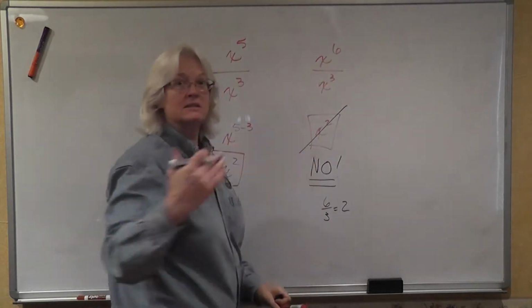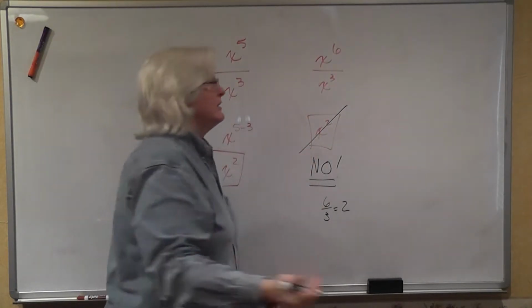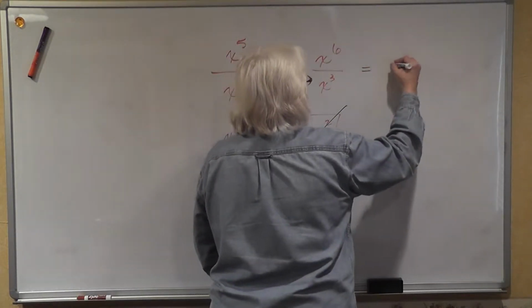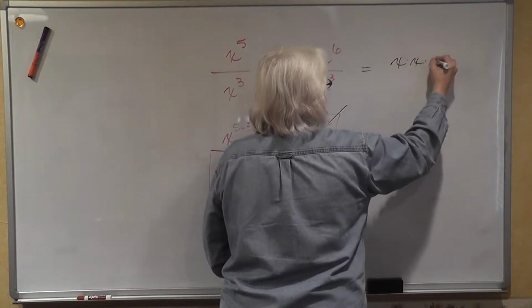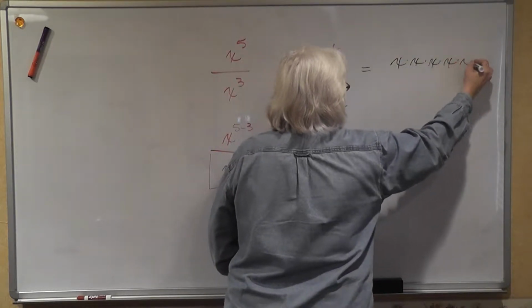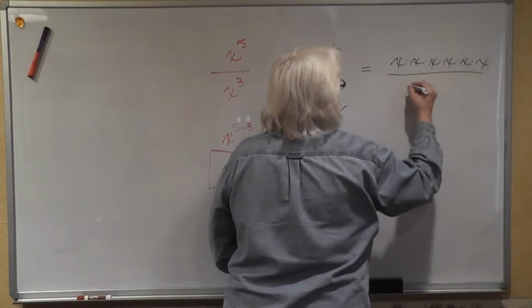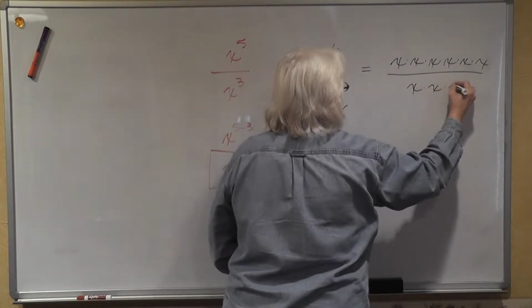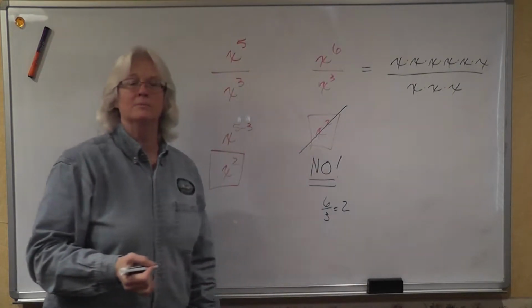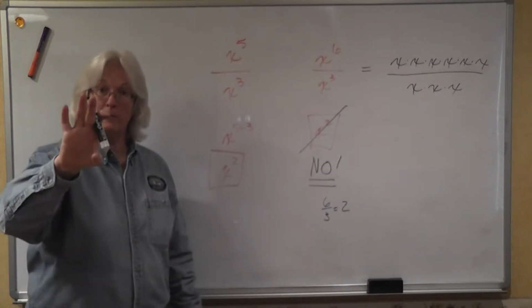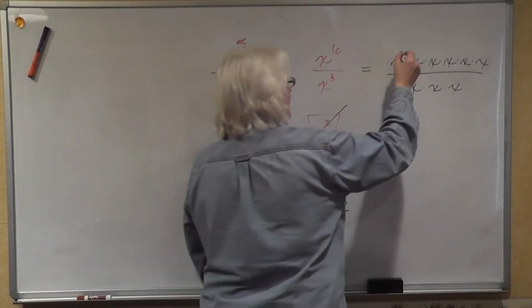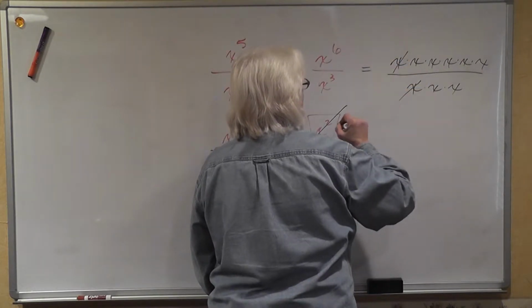What does x to the 6th actually mean? It means use x as a factor 6 times. x times x times x times x times x times x. Do I have 6? 1, 2, 3, 4, 5, 6. Divided by x used as a factor 3 times. When we cancel common factors, same factor in the numerator and denominator, pairs in the numerator and denominator.